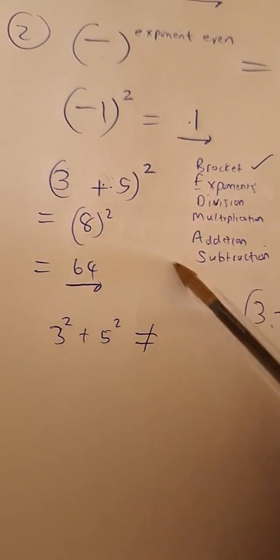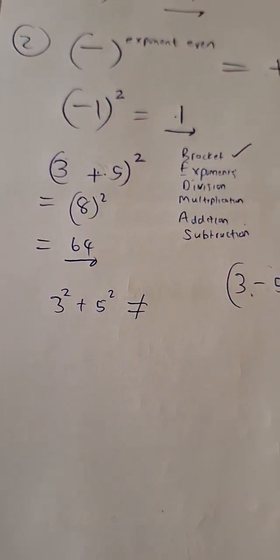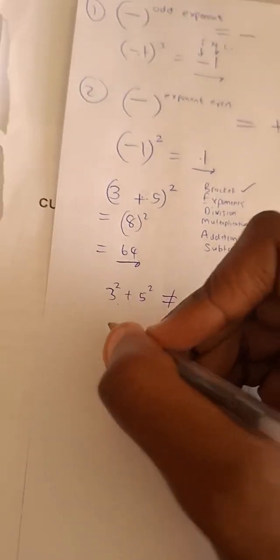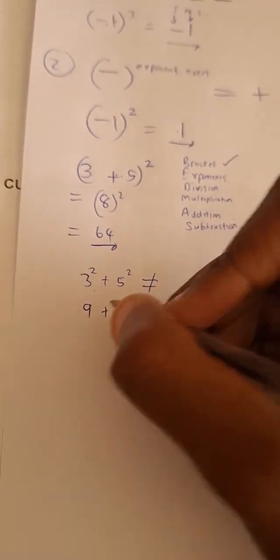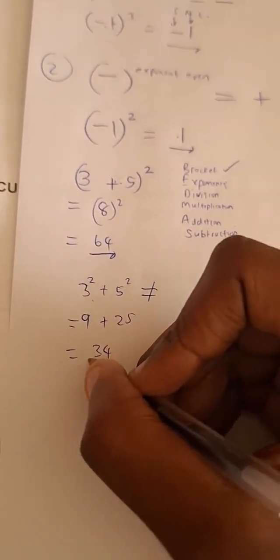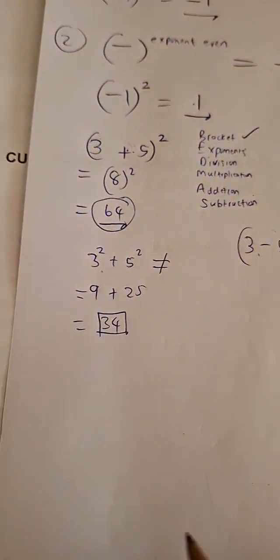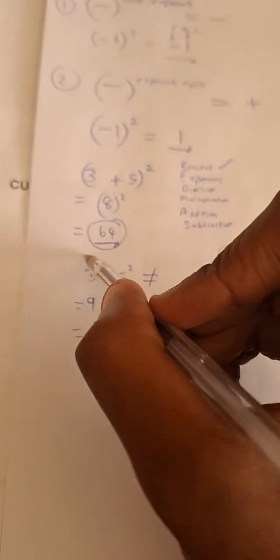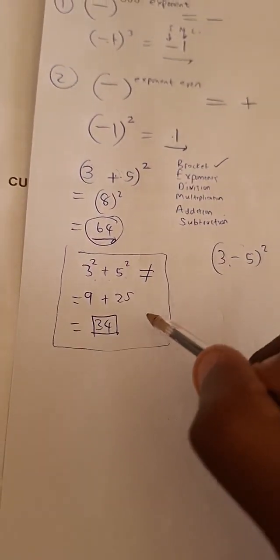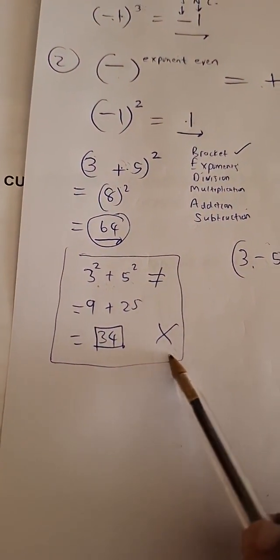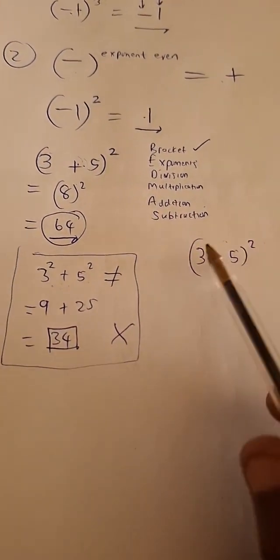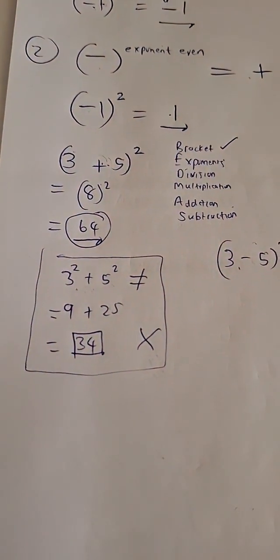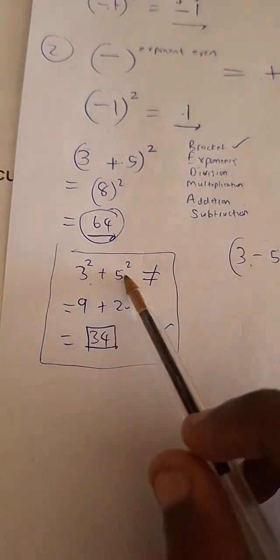Why? Because it does not follow the format of BODMAS. And think about it: say you make this error. What's 3 squared? It's 9. What's 5 squared? It's 25. What's 9 plus 25? It's 34. Is 34 the same thing as 64? No, it isn't. So whenever there's addition or subtraction and there's an exponent on the outside, we do not apply the exponent to each respective term. I usually tell my grade 9s at school that this is absolute nonsense.